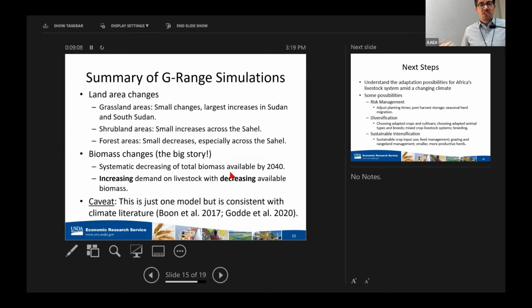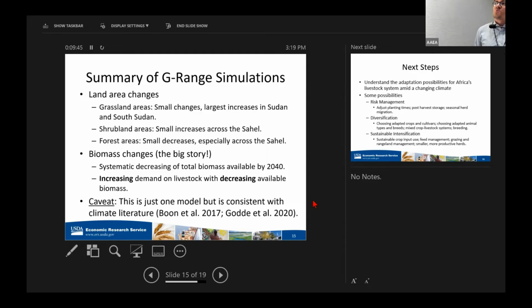Okay, so just to summarize these results. For land area changes, we see small changes to grassland, with the largest changes in Sudan and South Sudan, and small increases, but nothing really substantial, for shrubland and tree area. The big story here is biomass changes. We see a systematic decrease in total biomass available by 2040. This is in the face of increasing demand for livestock, with decreasing available biomass for these livestock. So this is quite a motivating and striking result.